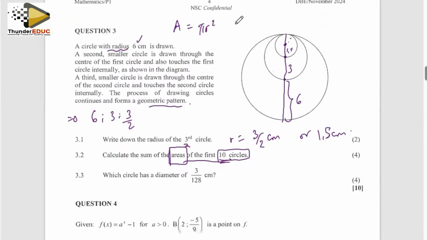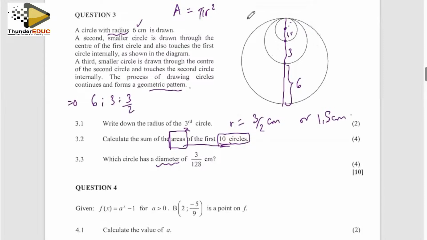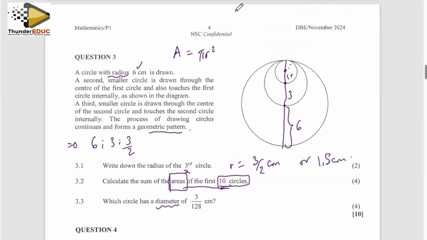Okay, then 3.3, which circle has a diameter of 3 over 128, for 3 marks? Okay, so now they are trying to switch us around. Remember, they started with the radius. Then we talked about the area, which also has a radius. Now they are taking us back to the diameter. Okay, let's see. When we look at the diameters, how are the diameters relating with each other?